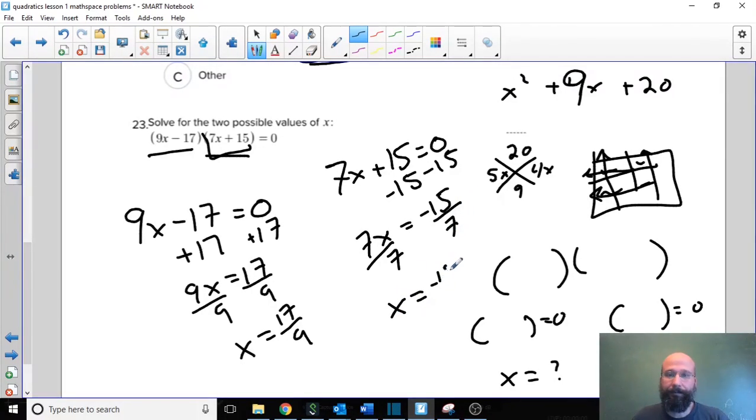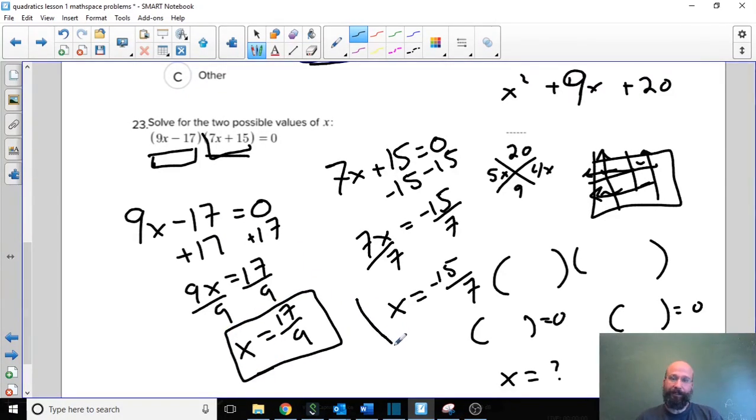X equals negative 15 over 7. So this part's really not that hard, since you don't have to factor. Factoring is the hard part that everybody's confused about. Setting each binomial equal to 0 and solving for x is something that y'all should be able to do no problem whatsoever. These are the answers. So if the decimal that Desmos gives you isn't working, you can do it by hand to get the right answer.